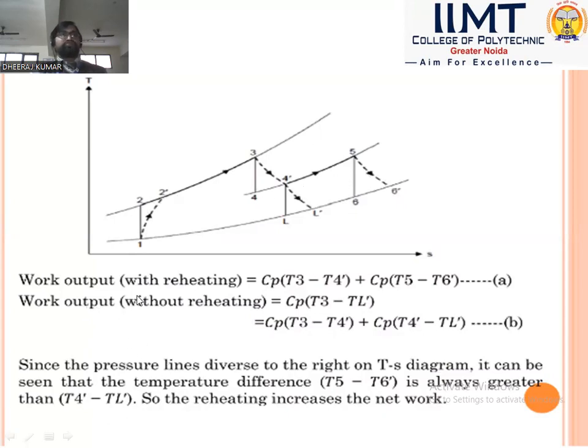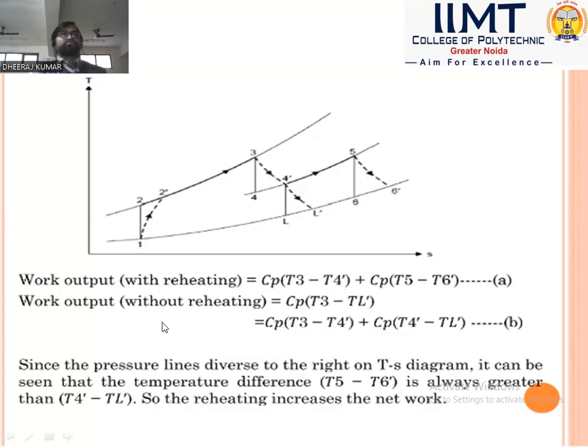So work output in reheating is the high pressure turbine work output plus the low pressure turbine work output. We talk about actual work output: Cp (T3 minus T4 dash) plus Cp (T5 minus T6 dash).